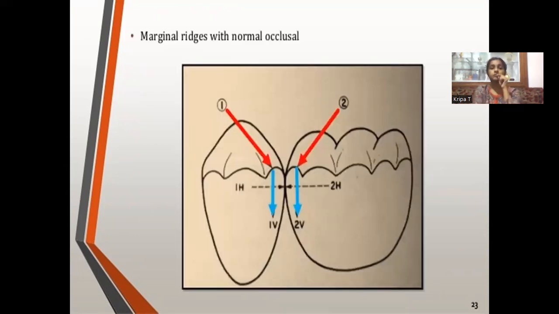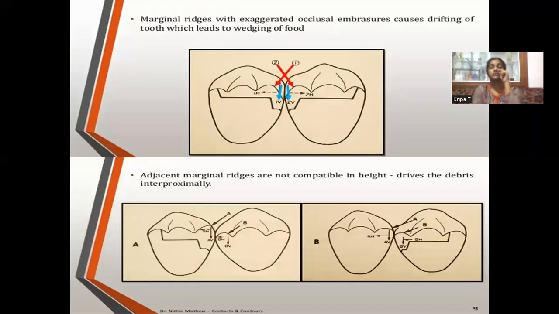So this is the marginal ridge in the normal occlusion. You can see that the force is distributed uniformly along the long axis of the tooth when there is correct occlusion with the same marginal ridge level. A marginal ridge with an exaggerated occlusal embrasure will cause the tooth to drift, and hence food will get entrapped and wedged. When adjacent marginal ridges are incompatible in height, they drive the debris into the proximity.